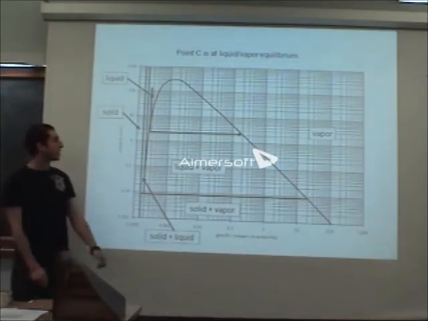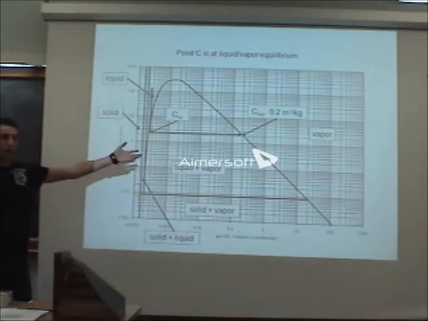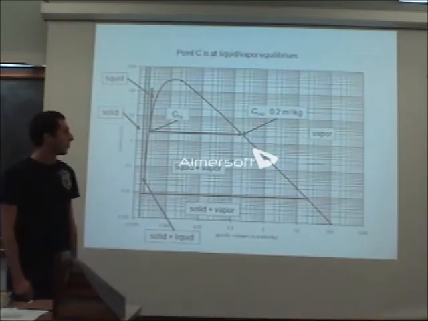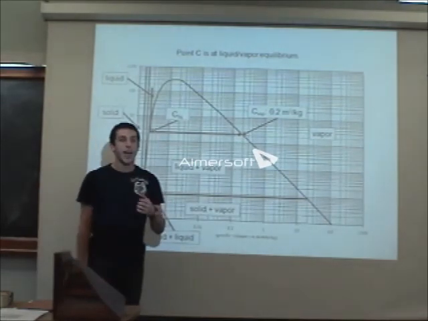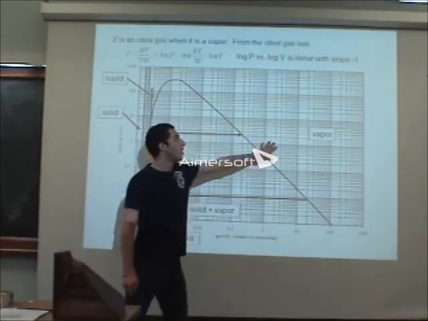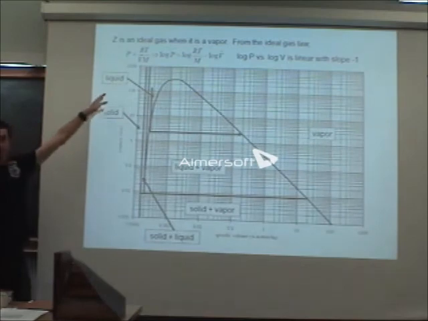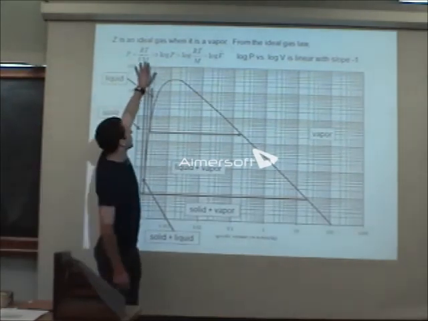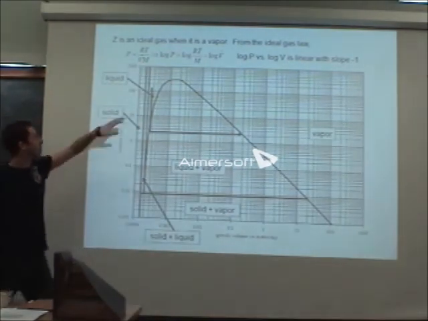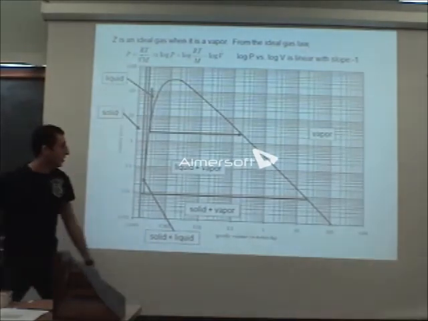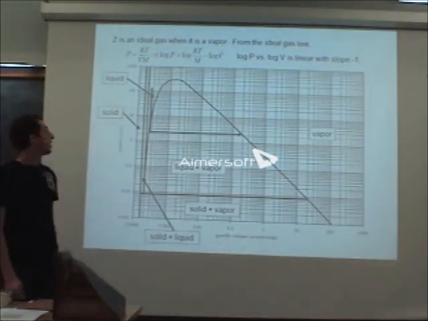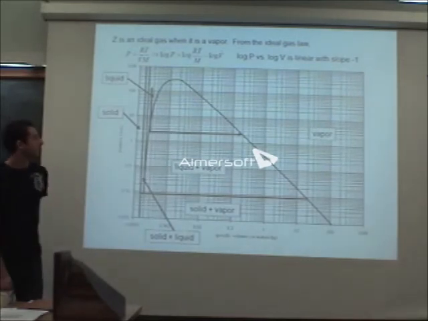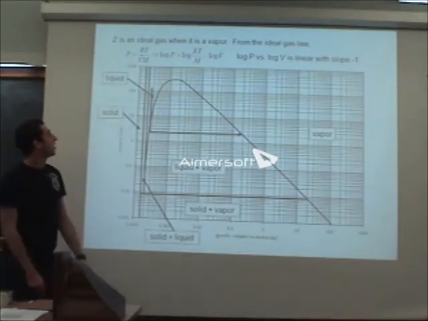Point C we said is at liquid vapor equilibrium, so we can just read off the points. And then to find point D, we have to realize that it's going to act like an ideal gas in this vapor region. So if we start with the ideal gas formula, we have to have this factor of molar mass here because we're dealing with specific volume, which has cubic meters per kilogram, and ideal gas law is typically with a molar volume. Just don't forget to include that.